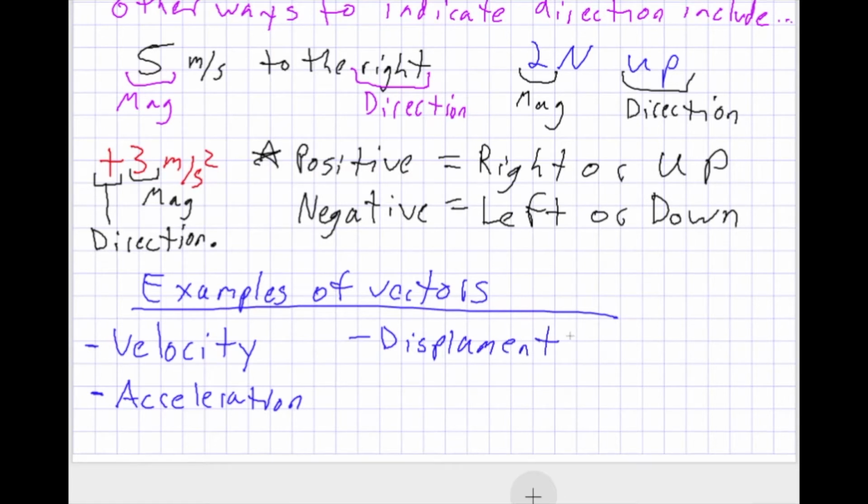Displacement is how far we are from the origin, so we could basically be in front of the origin or behind it. And lastly, this is something that we'll talk more about in the future, but force. Force can be a positive value, like positive 10 newtons, or a negative value, like negative 50 newtons, depending on which direction we are putting our force in.